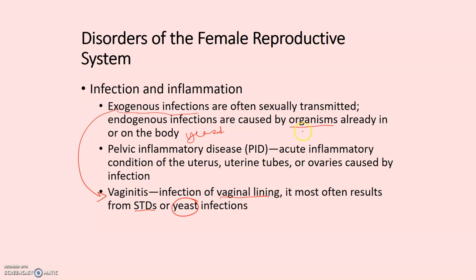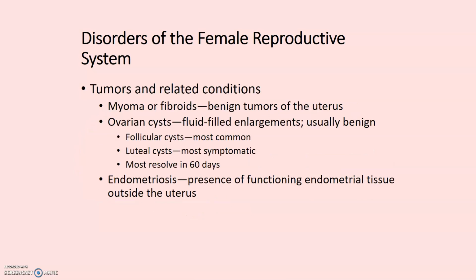And then there's pelvic inflammatory disease, which is basically any acute inflammation, so it comes on real quick, that can affect the uterus, the uterine tubes, the ovaries, or any or all of them at one time. It's also usually caused by an infection, sometimes microbial, sometimes fungal, and sometimes viral.